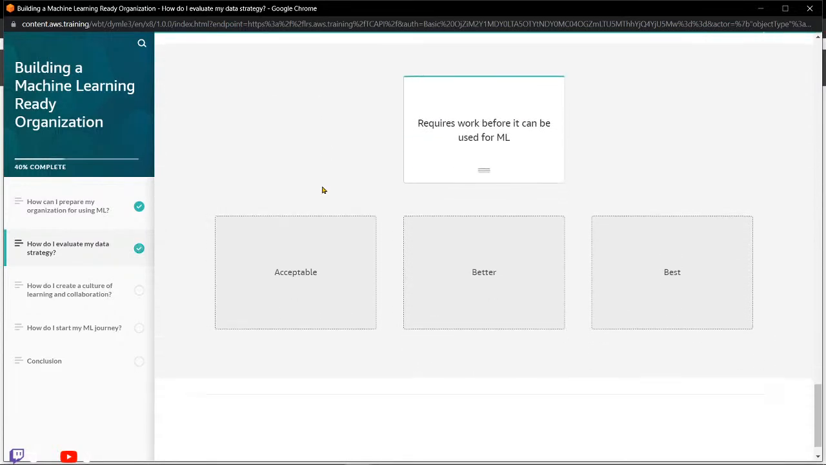Requires work before it can be used for ML. Data is raw, unlabeled. I think acceptable. Data lives in a source of truth repository. Best. Data lives in disparate sources. Data is accessible to select teams in the organization. Data is accessible to all the teams within the organization.